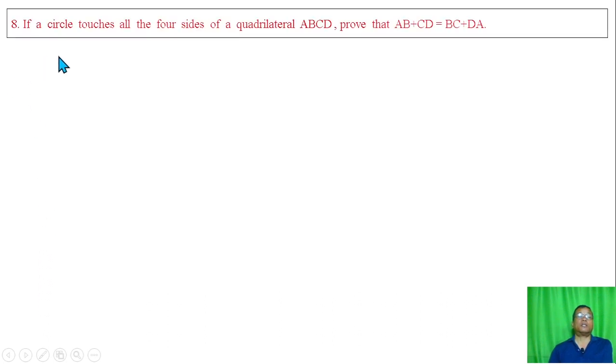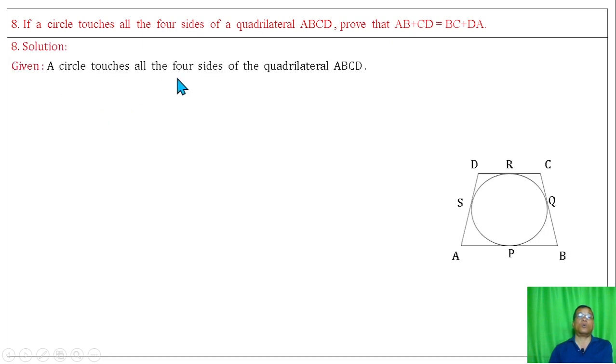Alright, if a circle touches all the four sides of a quadrilateral ABCD, prove that AB plus CD equals BC plus DA. Given a circle touches all the four sides of the quadrilateral ABCD. We have to prove AB plus CD equals BC plus DA.